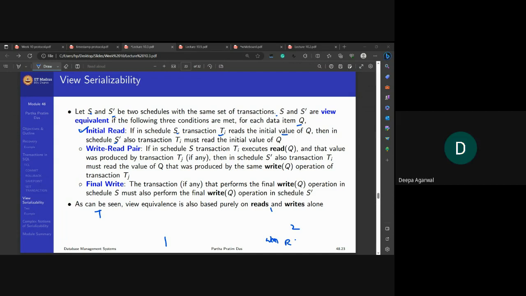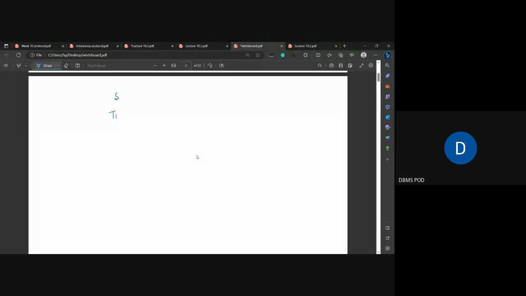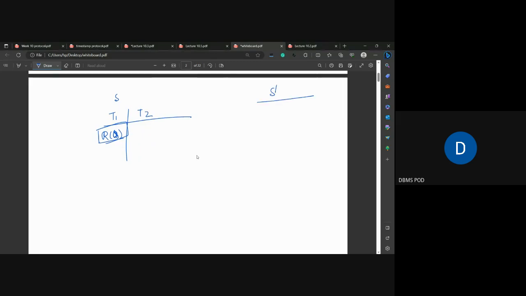Sir, can you please repeat the first condition, initial read? Initial read means, suppose the transaction schedule has T1 and T2. If the data item Q is initially read by transaction T1 in schedule S, then in schedule S dash also the initial read should be by T1, not T2.